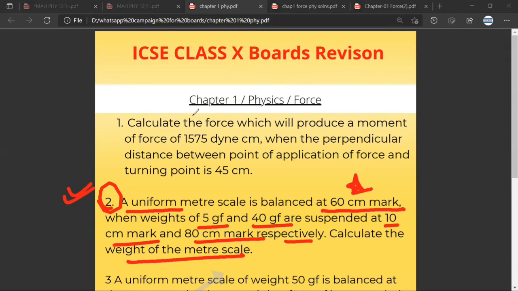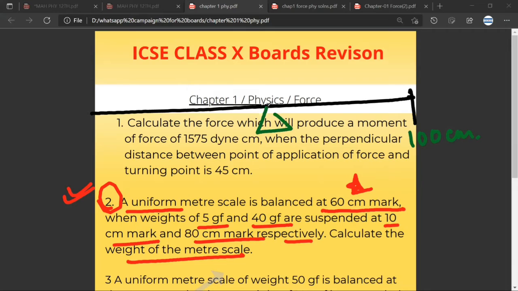In all these questions, the best thing to do is have a rough diagram in front of you. So this is a uniform meter scale. So the total length of the meter scale, of course, would be 100 centimeter. Yeah. Now it is balanced at 60 centimeter mark. It is always better to mark the fulcrum. So this is the fulcrum, and this fulcrum is at the 60 centimeter mark.